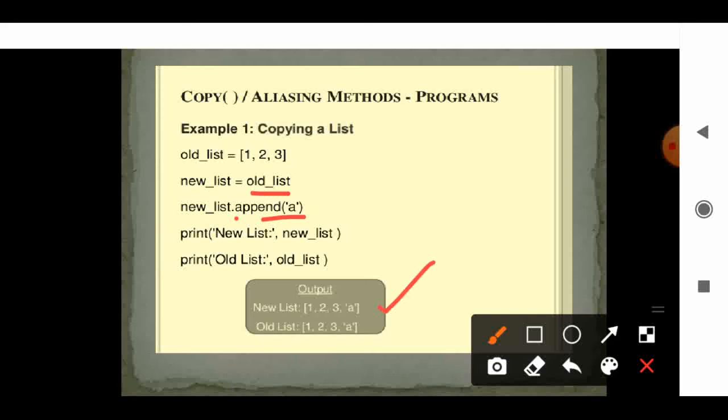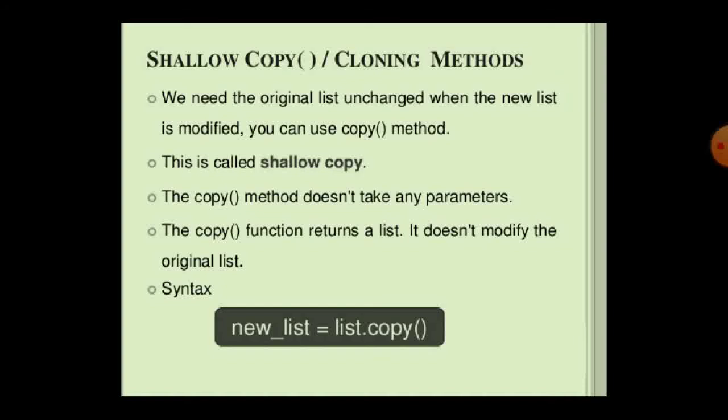Print new list, so it will print the value. Print old list. Because we have stored it in a new list, the changes you have made in the new list will affect the old list also. It will modify the old list. So what is the old list? The same result it will print.